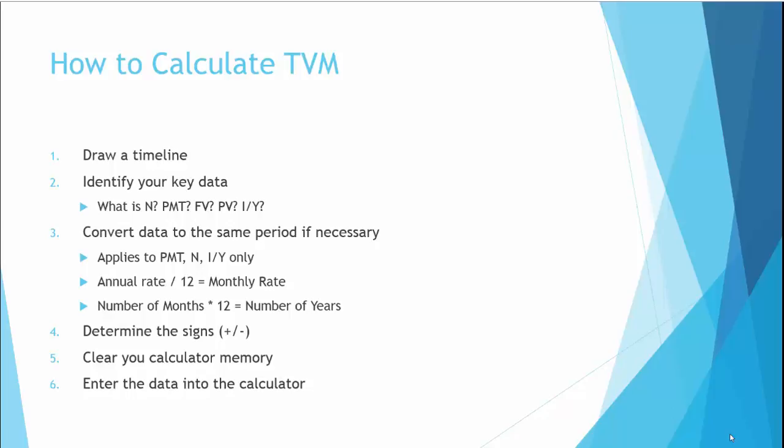Step 6. Finally, enter the data by putting in your number and the correct sign, then pressing either N, PMT, FV, PV, or I/Y. Please note, if there is not a value for one of the inputs, such as no payment, then please remember to enter a 0 for that value. Now let's look at some examples.